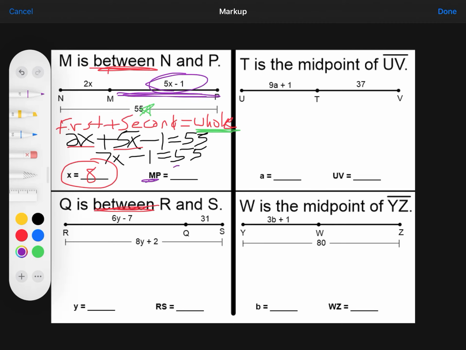is 5x minus 1. You have to take your answer that you get from x and substitute it back in. We get a number of 39.